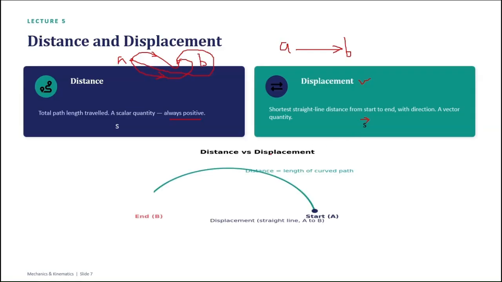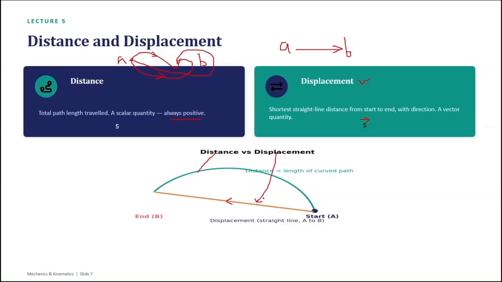Now, distance versus displacement. We can see it from here. This is our point A, this is our point B. So moving from point A to point B, this is basically distance. The length of the curved path is the distance. But the displacement will be this from point A to point B. So this is distance, and this is displacement.